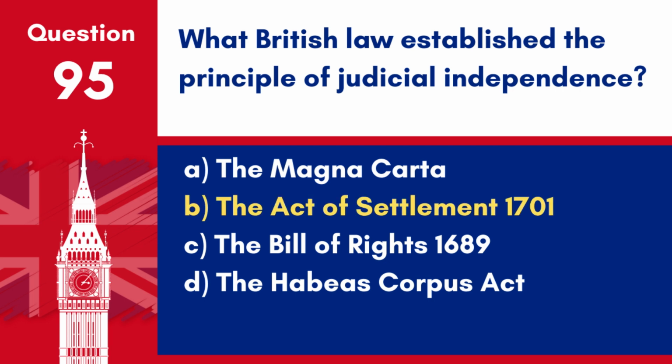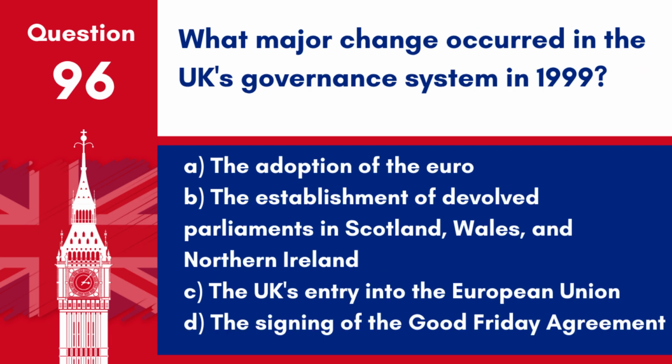Answer B. The Act of Settlement 1701. This act established the independence of the judiciary by ensuring that judges' salaries were secured and could not be diminished during their tenure, and judges could be removed only by Parliament. Question 96. What major change occurred in the UK's governance system in 1999? A. The adoption of the euro. B. The establishment of devolved parliaments in Scotland, Wales, and Northern Ireland. C. The UK's entry into the European Union. D. The signing of the Good Friday Agreement.